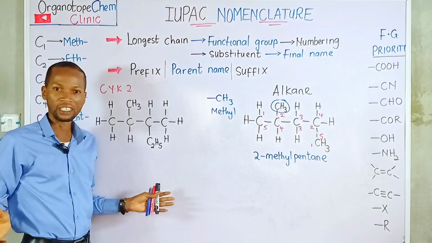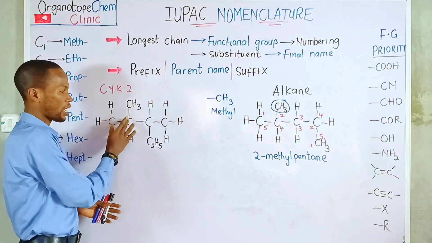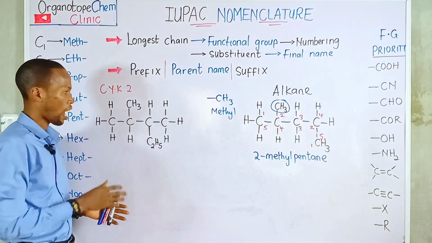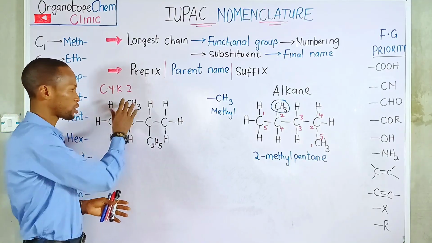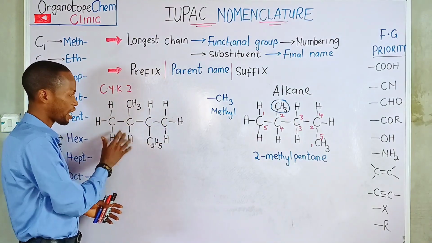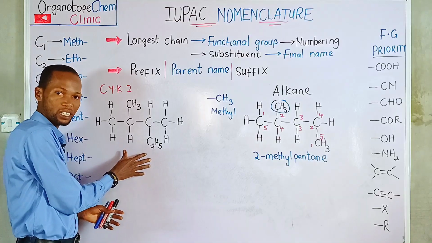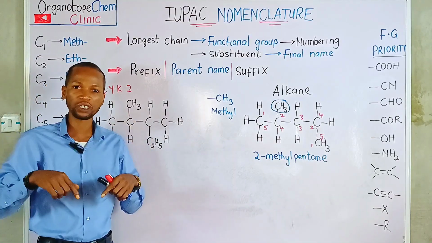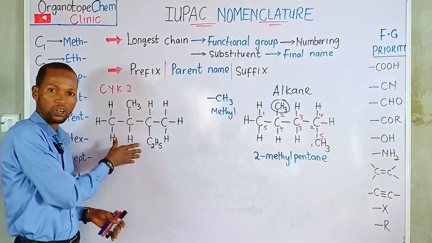Can we consider this compound for our check your knowledge? In this organic compound, we have an alkyl group on the carbon chain, and we are expected to consider the substituent group while naming the organic compound. So how many carbon atoms are there in the longest continuous carbon chain? I would like you to pause the video while you attempt to name this compound.